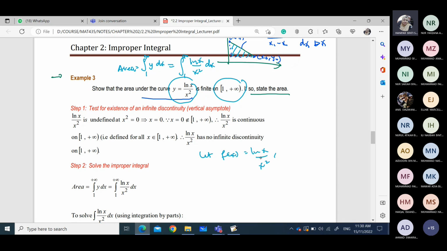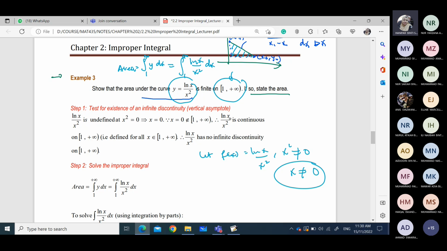Okay, so since x squared is the denominator, x squared cannot be equal to 0. So based on this, x is not 0. Okay, so based on our checking, we check discontinuity and then we check the interval. So the interval is 1 to infinity. So based on this interval, 0 is not included in this interval.